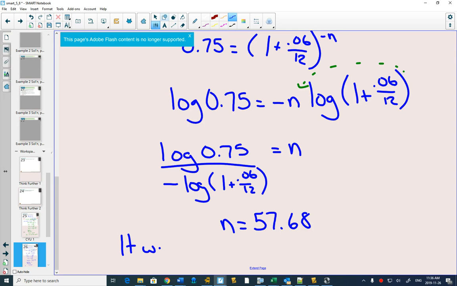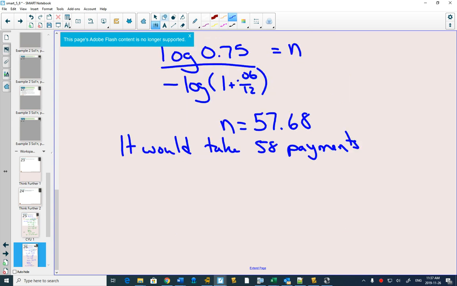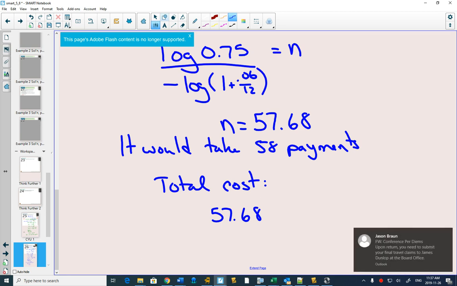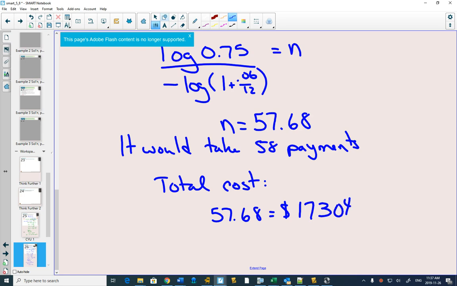$57.68. 57.68 times 300 is $17,304. How much was the car originally? $15,000. This is where interest rates become very important for understanding what you're doing. Okay?